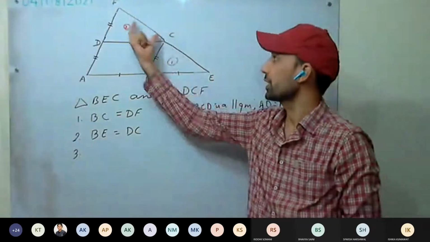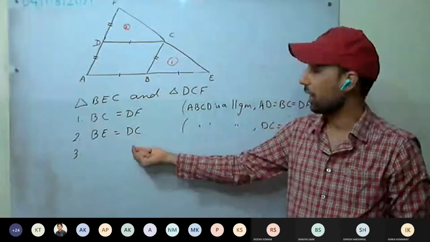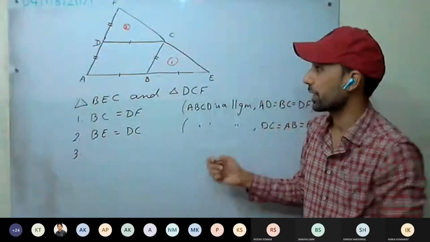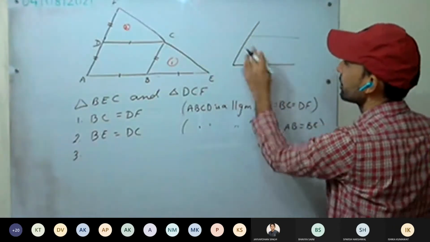One more. We cannot prove this side equal to this side. It means the third has to be an angle. Third, we can only take the angle. How are we going to take the angle? This is the parallelogram. Okay. Take these two lines as parallel. It is given like this.